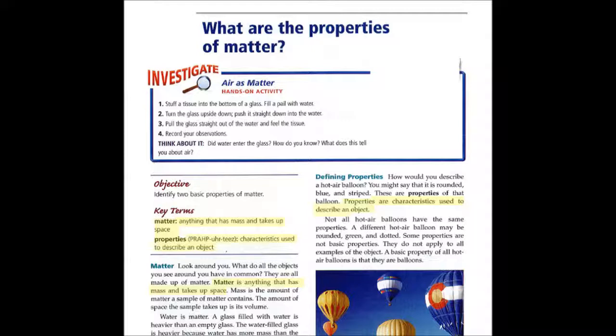Matter. Look around you. What do all the objects you see around you have in common? They are all made up of matter. Matter is anything that has mass and takes up space. Mass is the amount of matter a sample of matter contains. The amount of space the sample takes up is its volume.